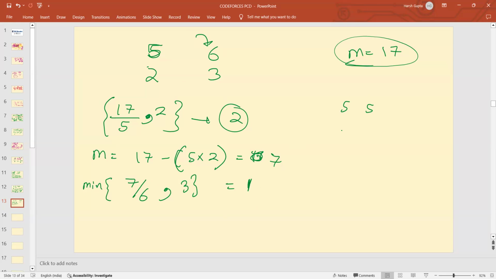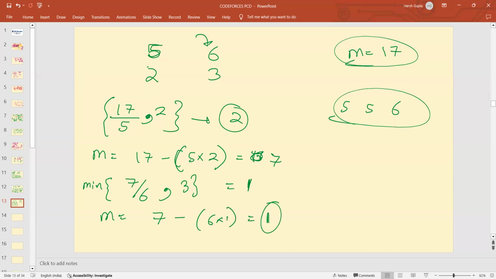Okay, this comes out to be 1. This means I can take one flower that costs me 6, and since I have one flower that costs me 6, the cost I will be left with is 7 minus 6 into 1, which equals 1. I am left with one cost, and these are the flowers I have taken.